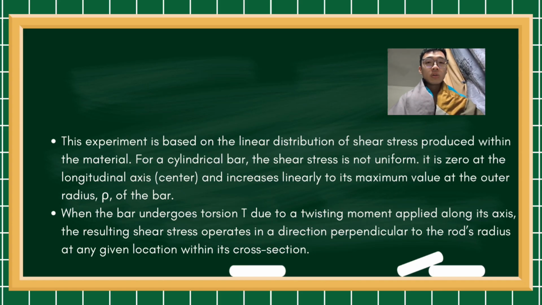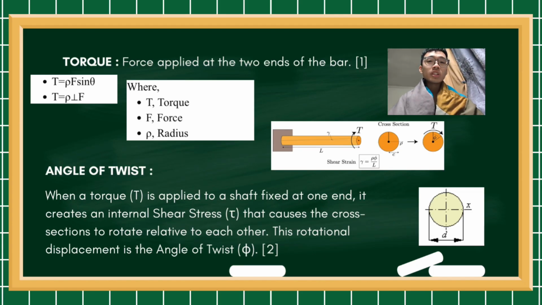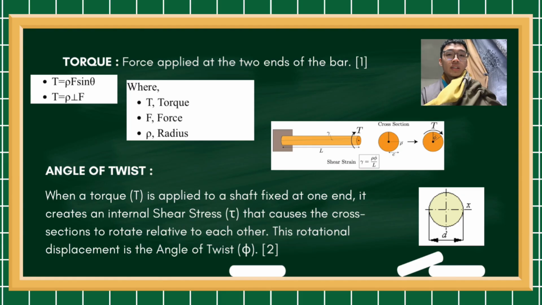So what is torsion? Torsion is the force applied at the two ends of the bar, and its formula is rho times F times sine theta. So what is the angle of twist? The angle of twist is the rotational displacement when a torque T is applied to a shaft fixed at one end, and it creates an internal shear strain that causes the cross-sections to rotate relative to each other.